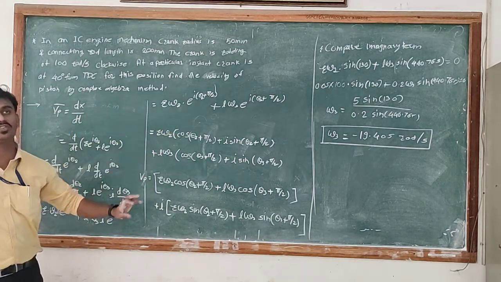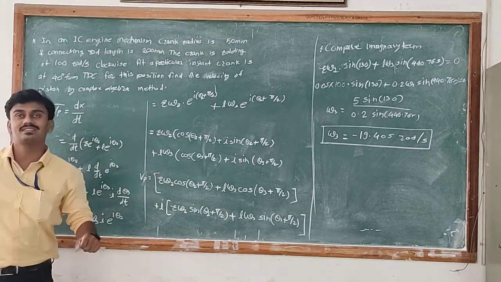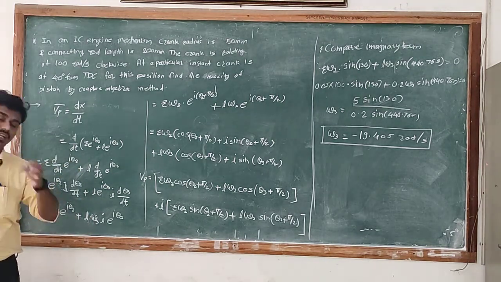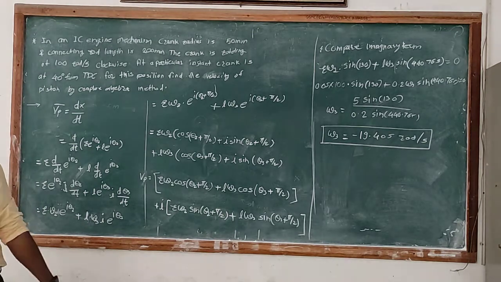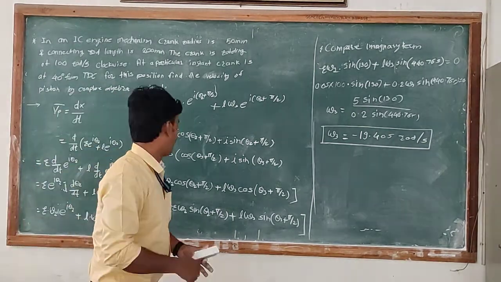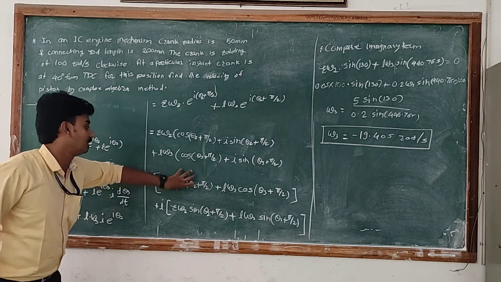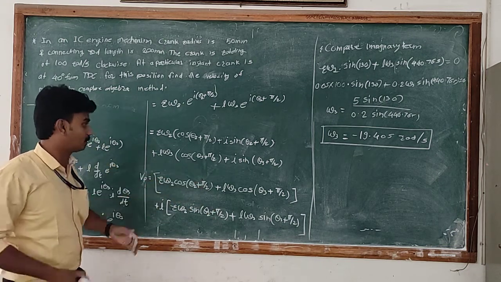This omega 3 is the angular velocity of the connecting rod, and this minus sign shows that the angular velocity of the connecting rod and the angular velocity of the crank are in the same direction. And this is the imaginary term and this is the real term.